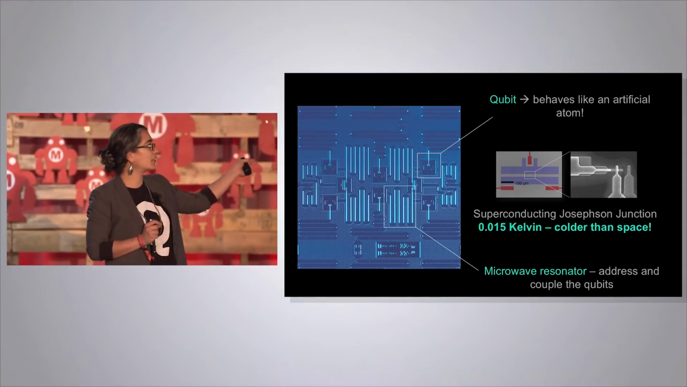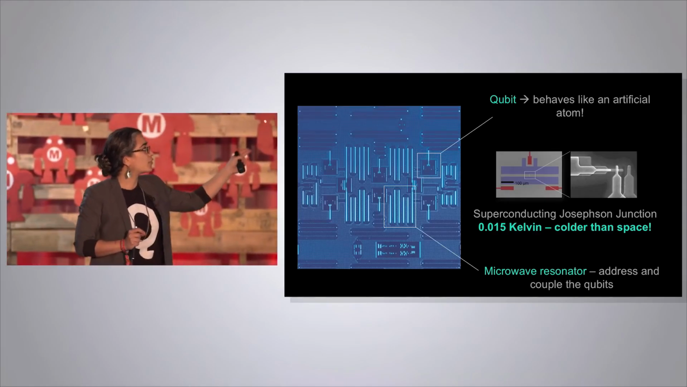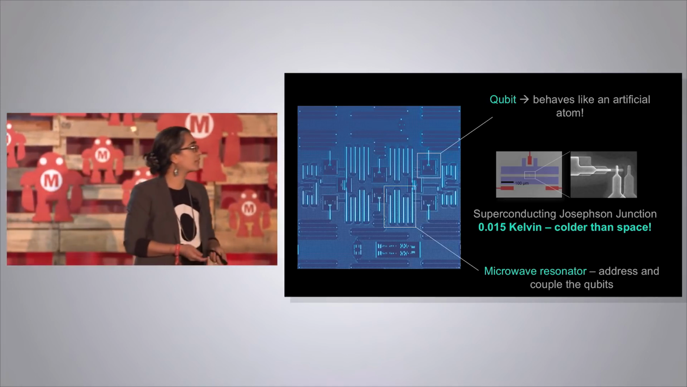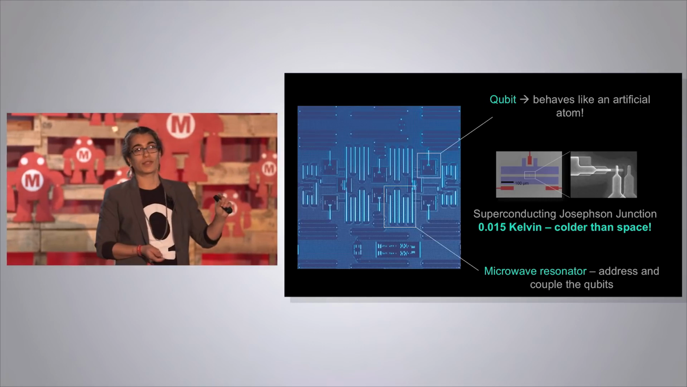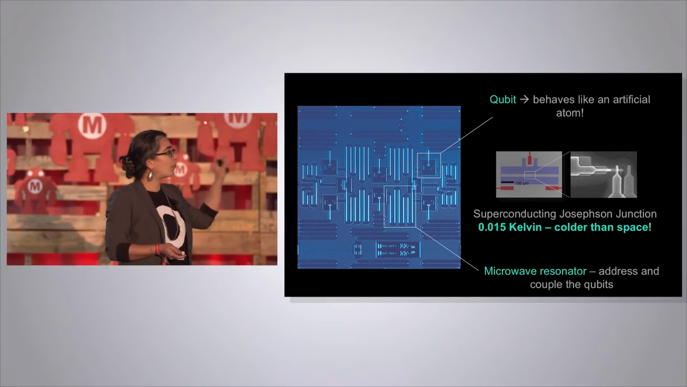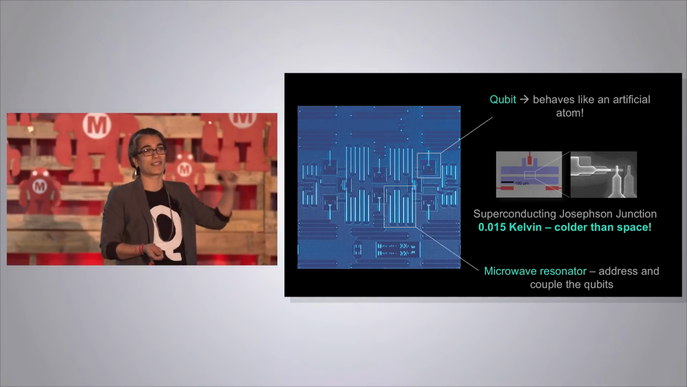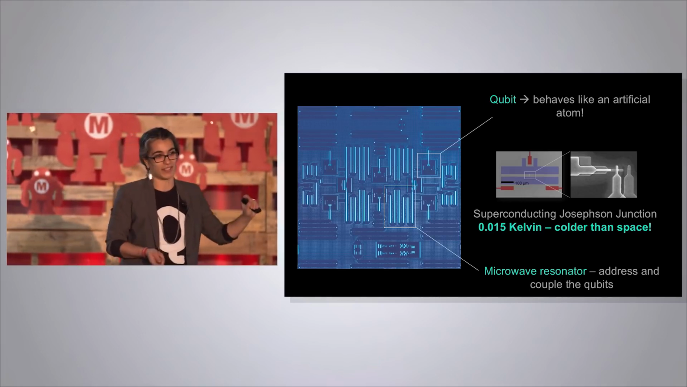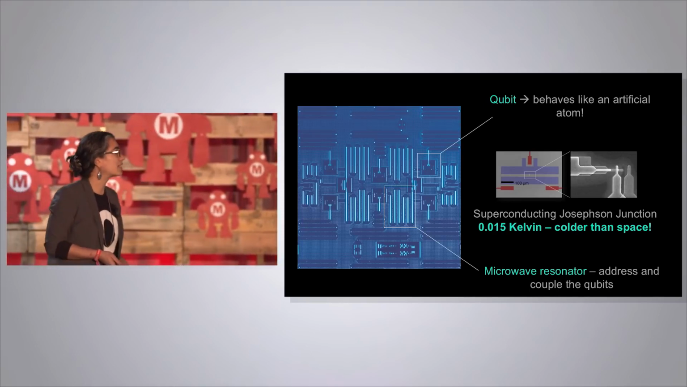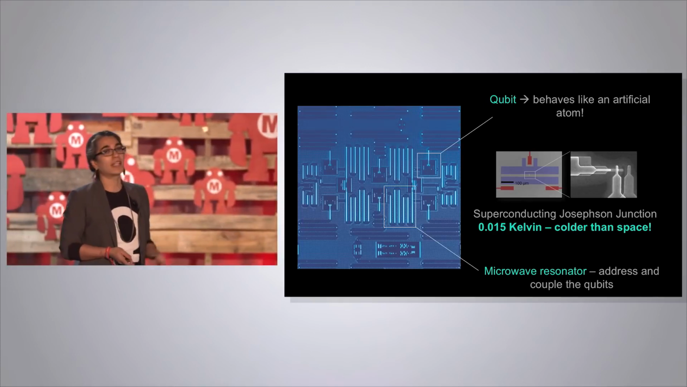Okay, so this is what it actually looks like on the chip. You have these squares that are your qubits, and these squiggly lines are your microwave resonators, and inside of the qubit is a superconducting Josephson junction. And we got to cool this thing down to 0.015 Kelvin, where 0 is absolute 0, right? Room temperature is 300. This is significantly colder than outer space. And we talk to the qubits with microwaves.